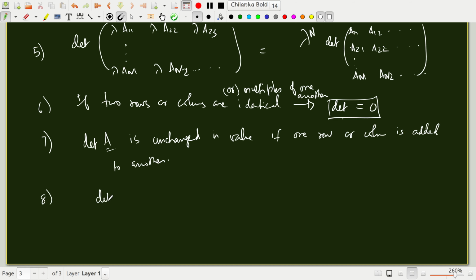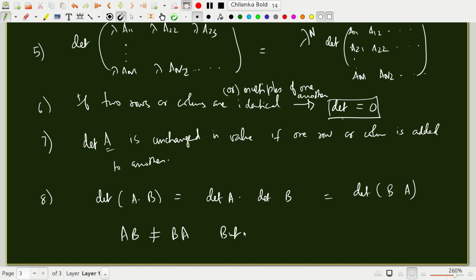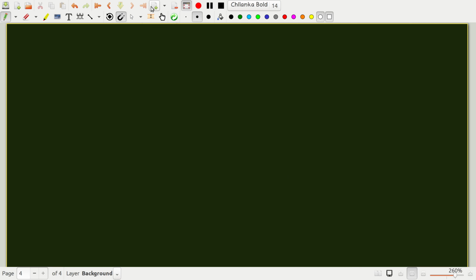Finally, determinant of A times B is determinant A times determinant B, that is equal to determinant of B times A. Even though AB is not equal to BA in general, you know that matrix multiplication is not commutative, but determinant of AB is determinant of BA. This is something interesting about matrix multiplication. Okay, now we'll come to the inverse of a matrix.